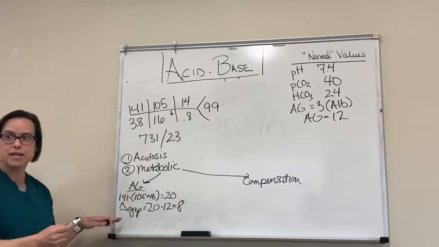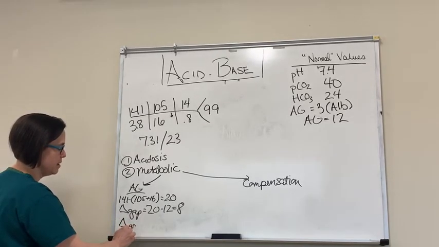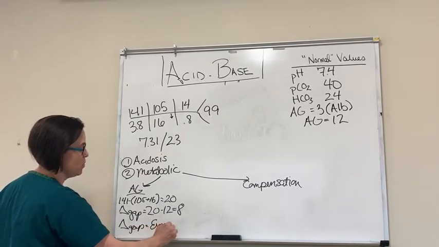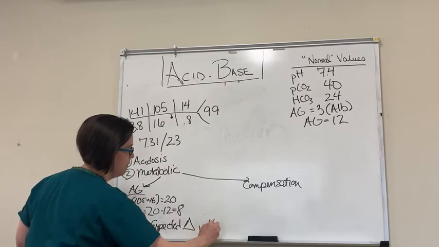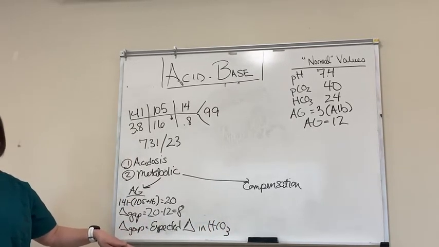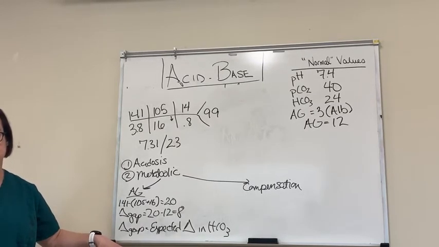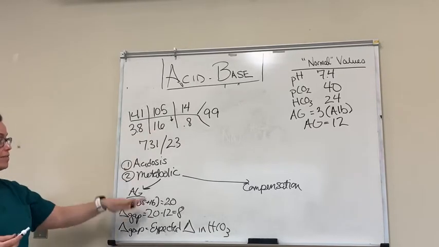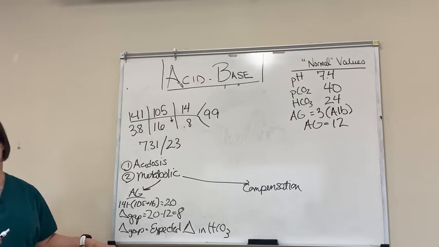Okay, what does this represent? What is my delta gap? Say the sentence for me. My delta gap is my expected change in bicarb. It's a key point, right? Expected change in bicarb. Okay, so a normal bicarb is? 24. My expected change is 8, which takes me down to what? 16. Exactly right, okay? So I have an anion gap metabolic acidosis. I don't have any other metabolic disorders.